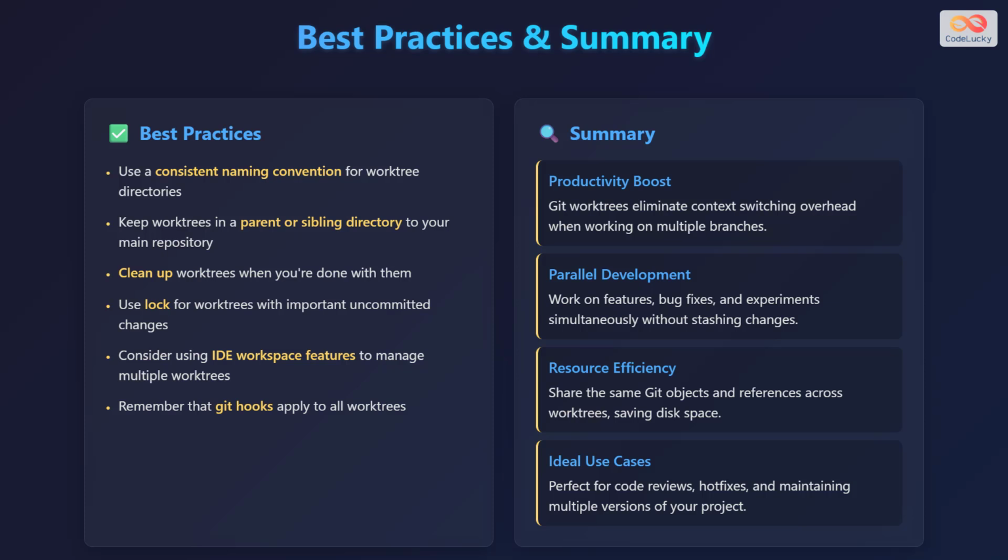To summarize, Git Worktrees boost productivity by eliminating context switching overhead. They enable parallel development, allowing you to work on multiple tasks simultaneously. They promote resource efficiency by sharing Git objects, saving disk space. They're ideal for code reviews, hotfixes, and maintaining multiple project versions.